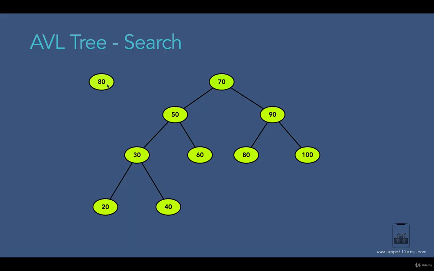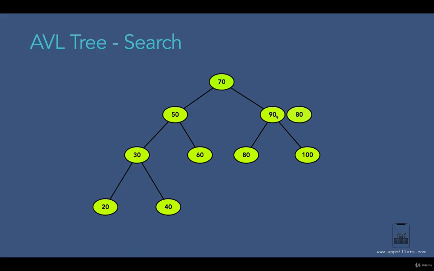So for example, in this case, let's say we want to search for 80 in this AVL tree over here. Now the first thing that we are going to do, we are going to compare 80 with the root node. So the root node is 70. Here we can see that 80 is greater than 70. So it means that we are going to continue to the right subtree. So we can eliminate all elements in the left subtree.